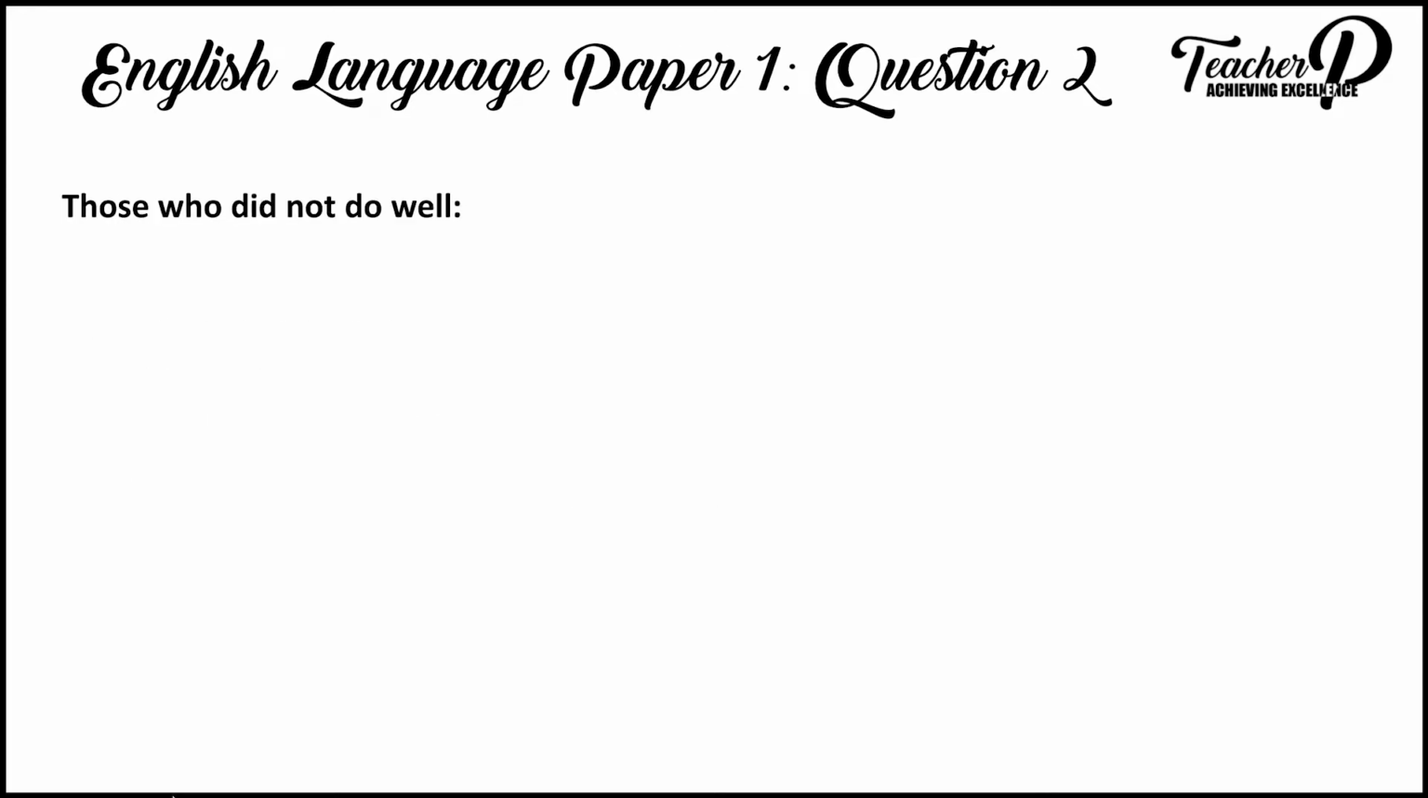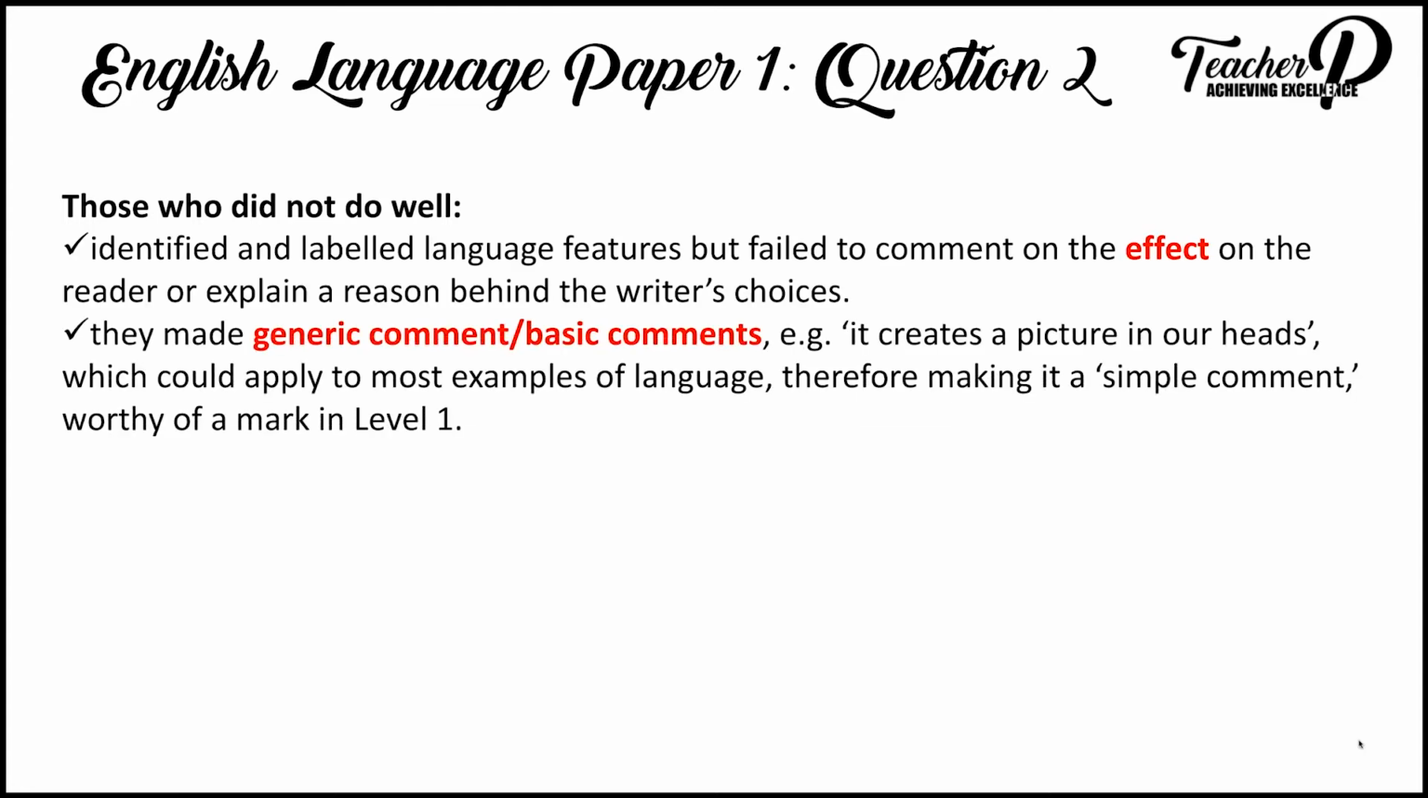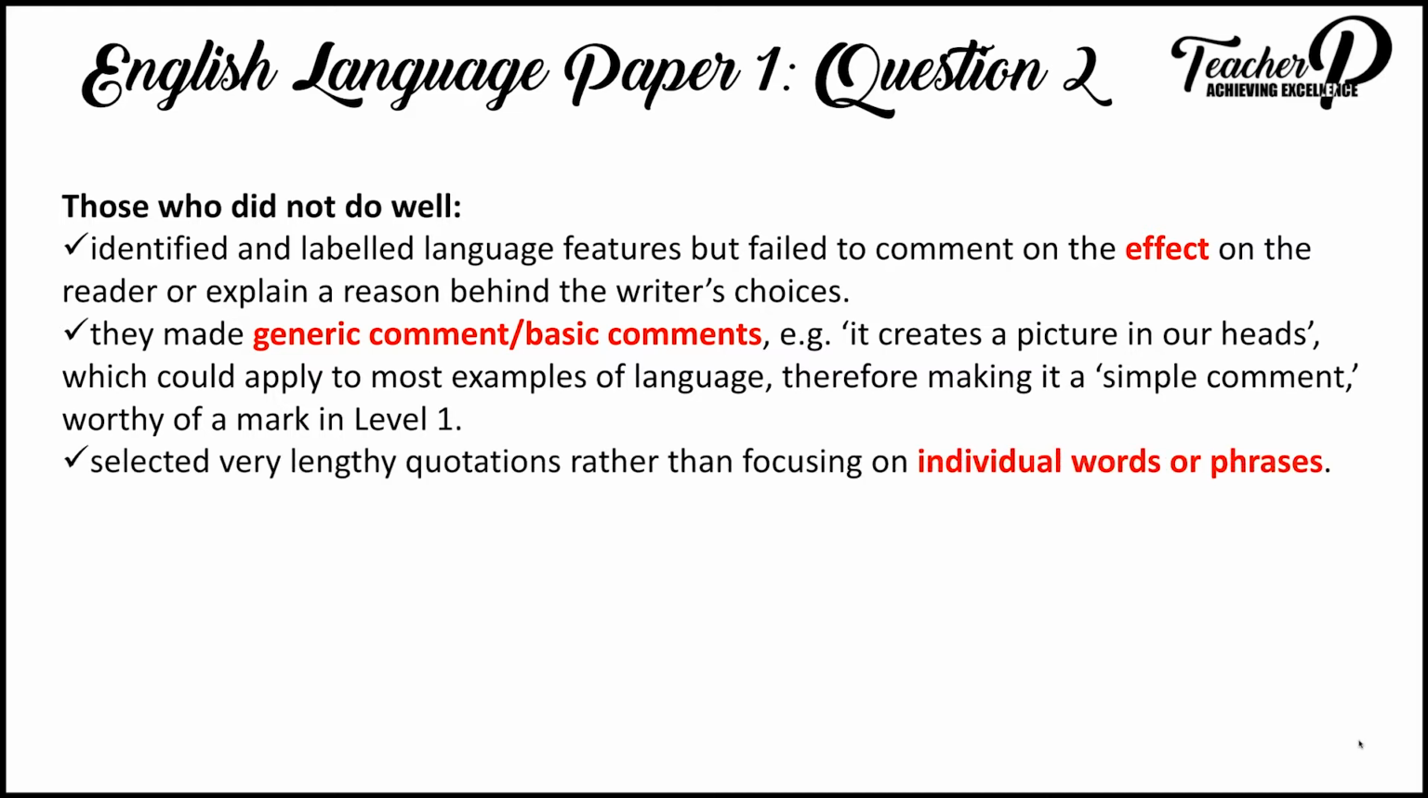So what did we learn from the 2017 summer exam? AQA have stated the reasons behind not attaining full marks on this question is because students identified and labelled language features but failed to comment on the effect on the reader or explain the reason behind the writer's choices. They offered a basic or generic comment, for example, it creates a picture in our heads, which could be applied to most examples of language. Therefore, comments like this will be awarded a level 1.